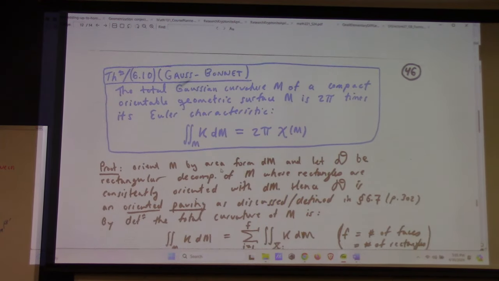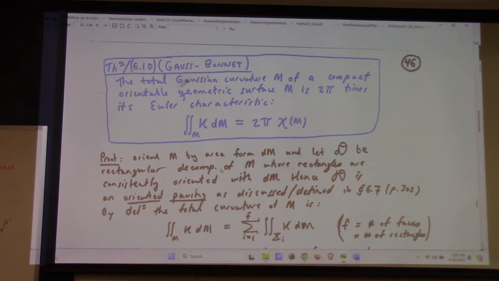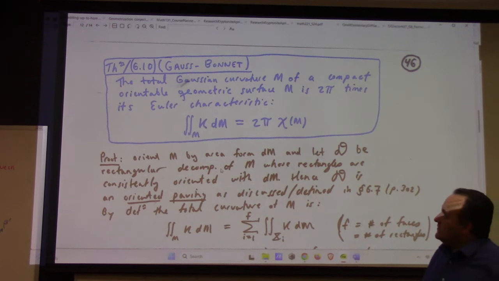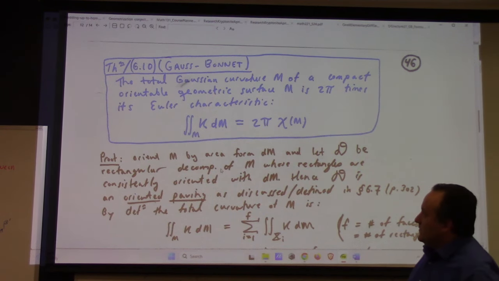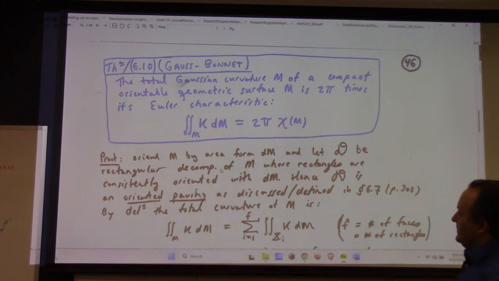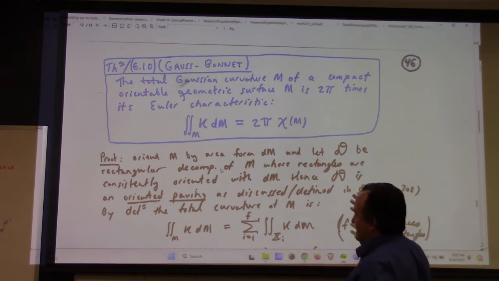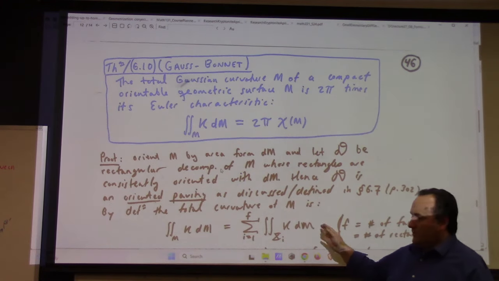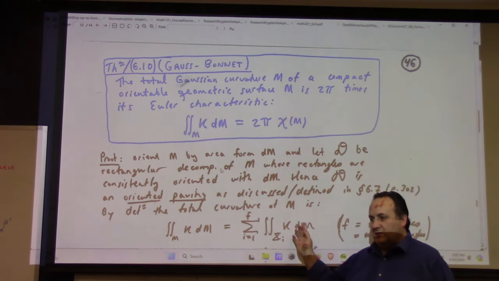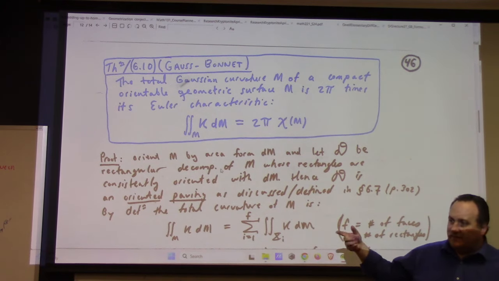Now finally, we come to the proper statement of the Gauss-Bonnet Theorem, which simply says that the total Gaussian curvature of a compact orientable geometric surface M is 2 pi times the Euler characteristic. And the proof of this basically rests on taking the surface, paving it with 2-segments, meaning that's just essentially a rectangularization of the surface. And then the integral of K dM breaks into the integral over each one of these. And then when you sort through the sum of the exterior formula, it rewrites in terms of the V-E-F formula.